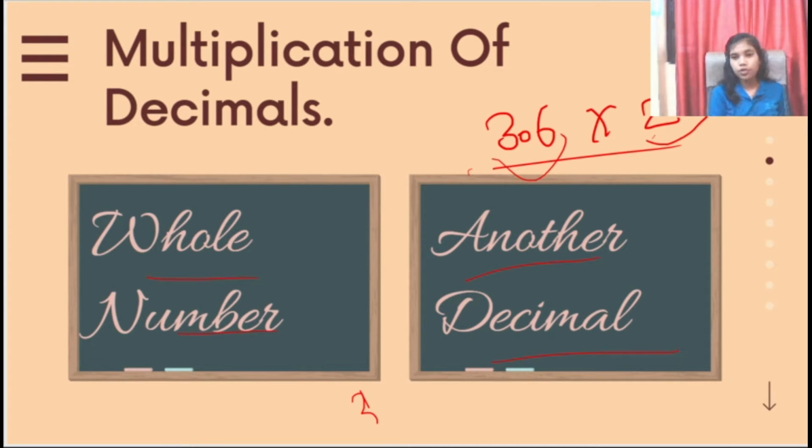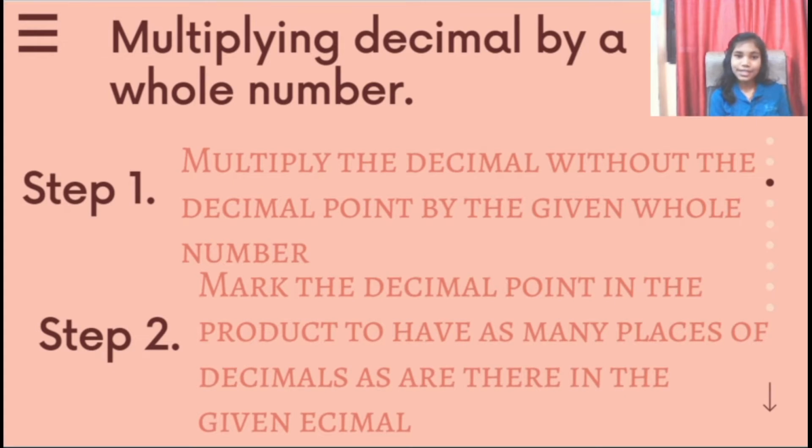Now how do we do that? Let's learn today. We'll learn similar steps: how do we multiply a decimal with a whole number and how do we multiply with another decimal. So let's get started. Multiplying a decimal by a whole number. There are basically two steps whenever we are multiplying a decimal by a whole number.